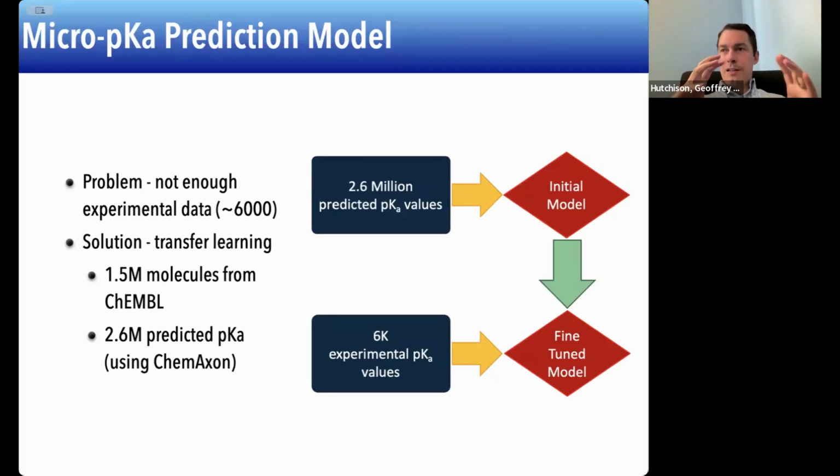Now the initial model is, again, not as accurate as we'd like. We then do transfer learning, retrain that model using the 6,000 experimental pKa values. The fine-tuned model is much more accurate than the original one.